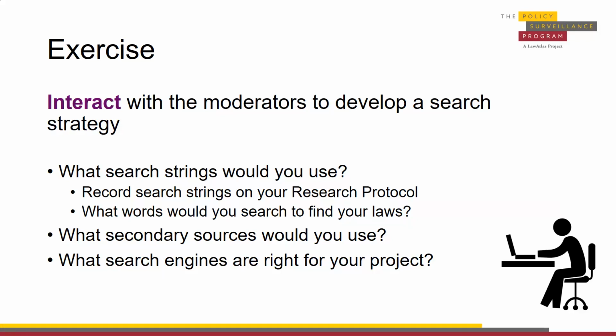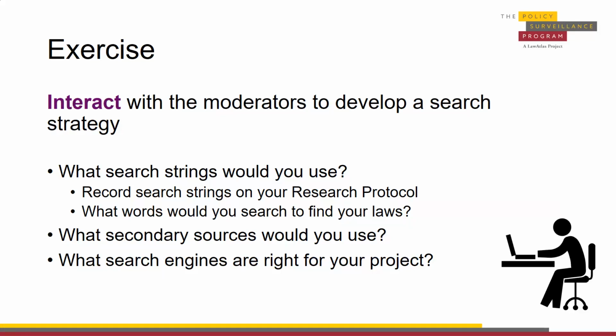Generally, to get the full scope of return that you want, you're going to need to use a number of different terms and strings. These other questions should also be discussed with your team as you go through this process. What secondary sources would you use? It's actually really helpful if there are existing secondary sources out there to compare some of your research to. That adds another element of quality control beyond having multiple researchers.